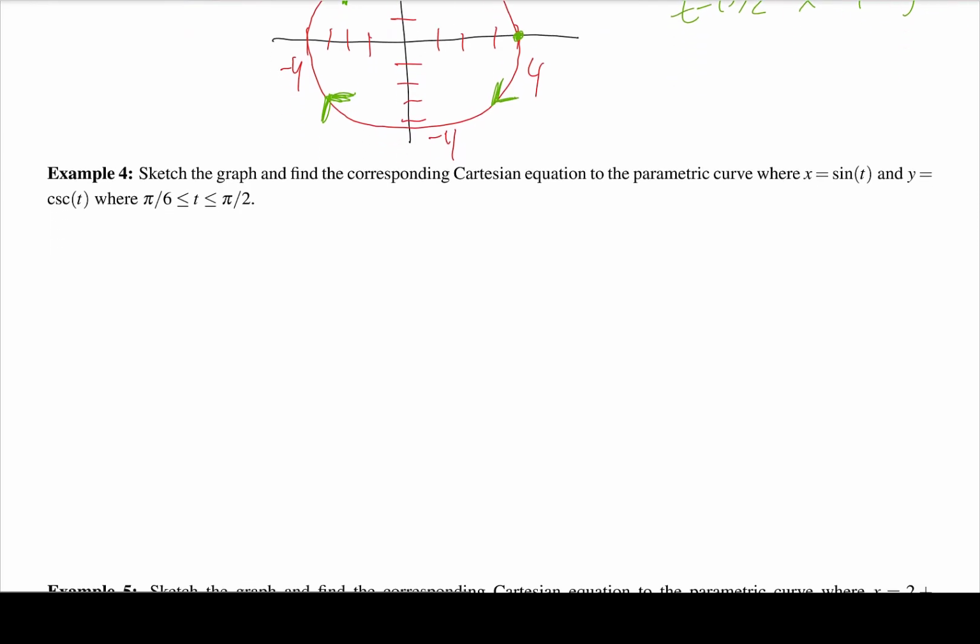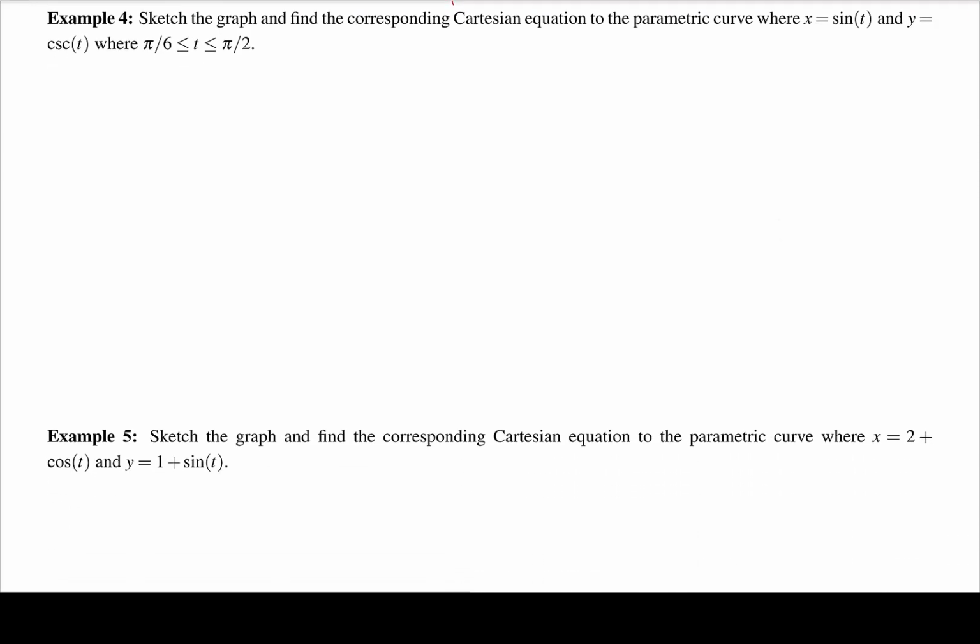Okay. Now let's look at example 4. So again, I see x equals sine of t, which is great. And now I'm expecting a y equals cosine of t, but I don't get it. Right? Instead, someone was rude and gave us x equals sine of t, y equals cosecant of t. But cosecant of t is the same thing as 1 over sine of t. And so now I can use this substitution to say that this is just 1 over x, because sine of t is equal to x.